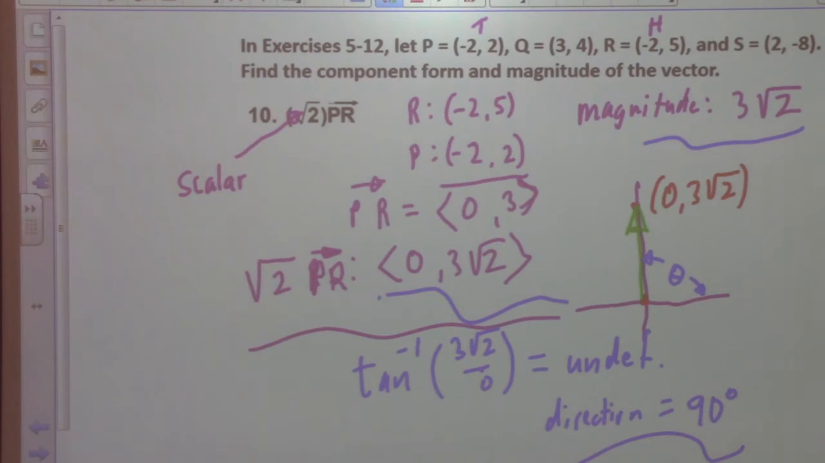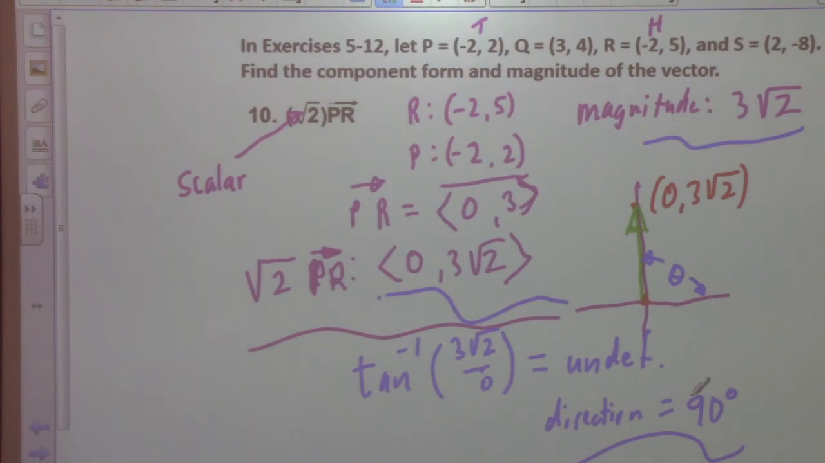I had a question about number 10. In number 10, you have a scalar of square root of 2. If you take vector PR, which you get by doing the head minus tail, you get -2 minus -2 is 0. So vector PR is 0, 3. Then you multiply by the scalar of square root of 2, and you get 0, 3 square root of 2.